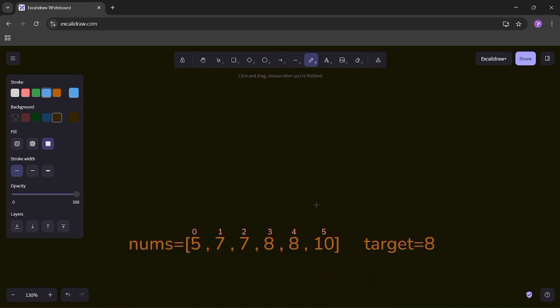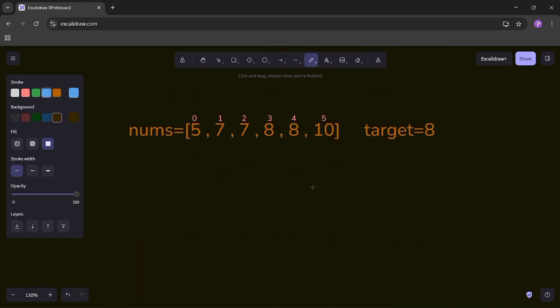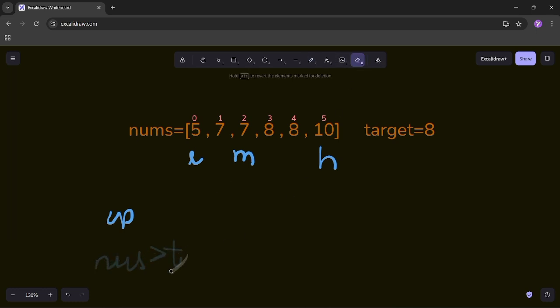Now we're going to apply the upper bound for our last occurrence. Okay, so yes, we have to do the same thing, that is low, and then high, and then we have mid. Now what is the condition of upper bound? It is nums of i greater than target, right? So I just told you. Okay, so what is the condition? That is nums of i is greater than target.